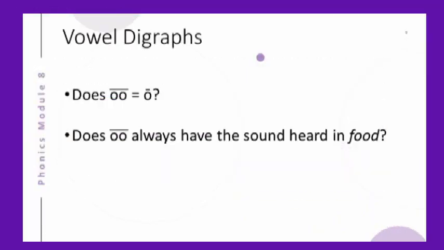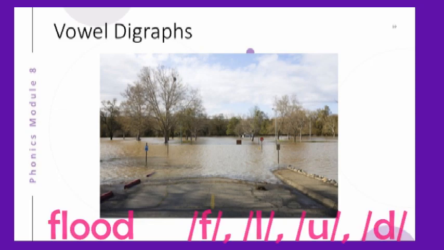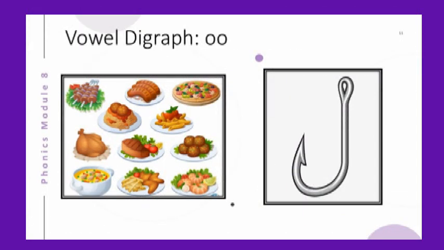Does double O represent the same phoneme as O? When we see double O in a word, can we be sure that it has the same sound heard in food? The word flood contains two O's, but has the short sound of U. A second digraph that cannot be represented by a single letter is found in the word hook.